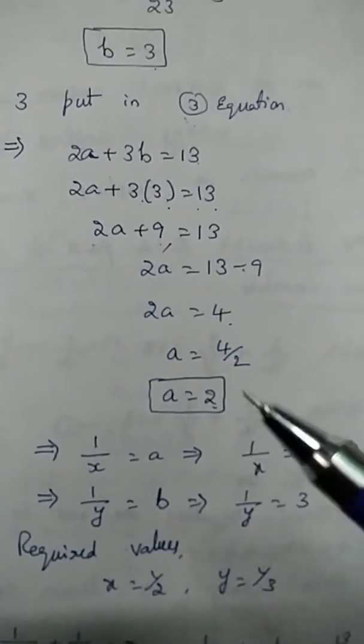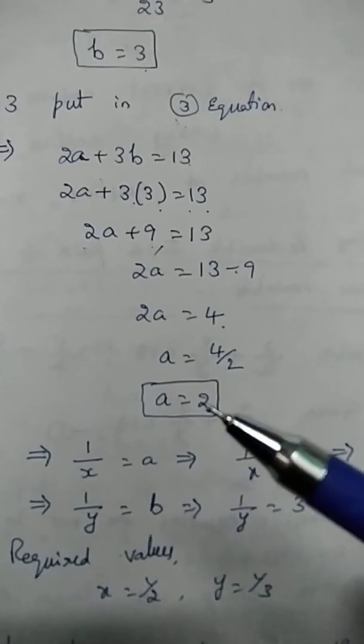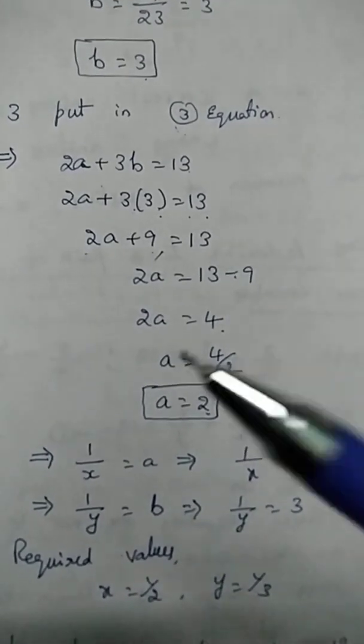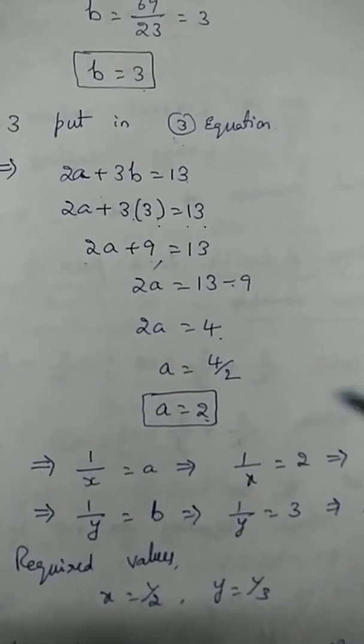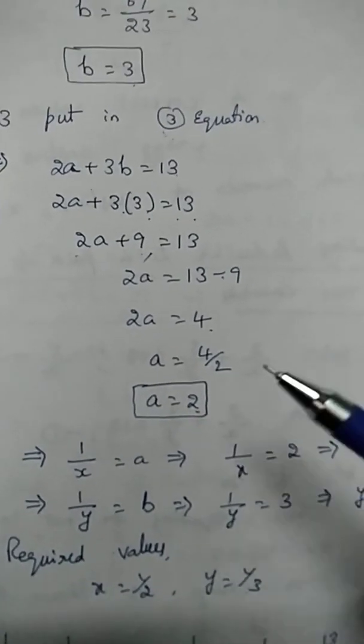Okay, we got it. The answers are a and b. But in the question, we don't have the variables a and b. We just have the variables x and y. Okay, the x and y variables were changed to a and b variables. What is the relation between a and x?